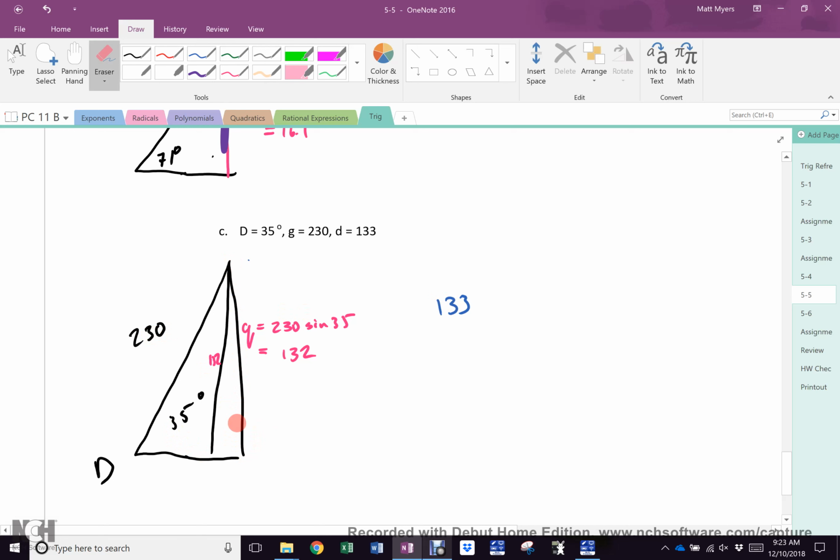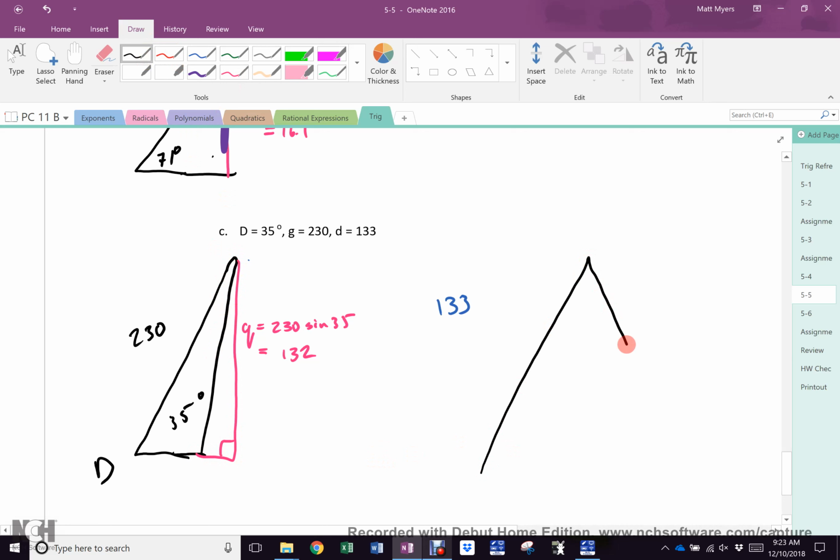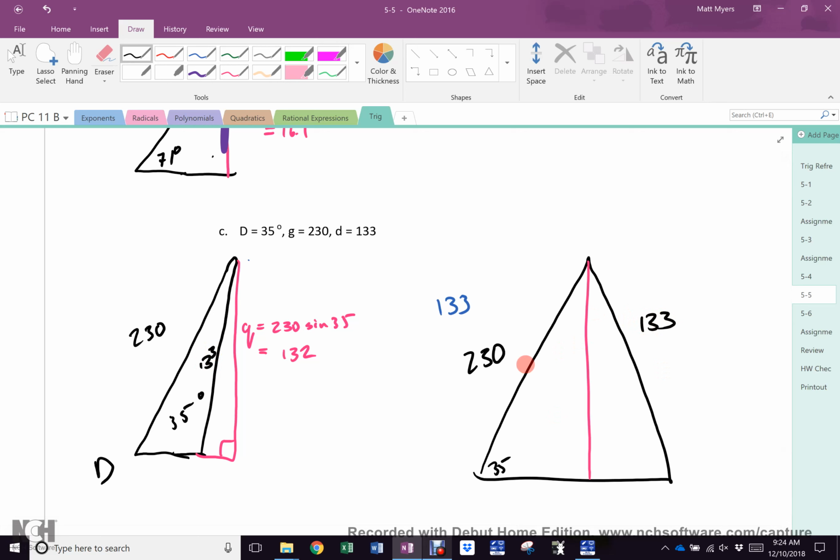So I either have this triangle slightly to the left of Q, or I have this triangle slightly to the right of Q. But in both triangles, this is 35, this is 230, and this is 133. Is everybody cool? And then we would just do sine law. Everybody good? Do the letters matter?